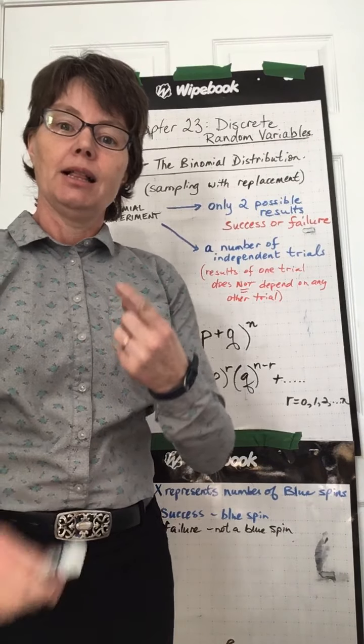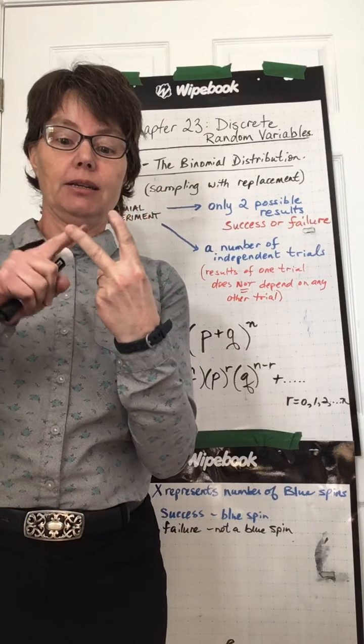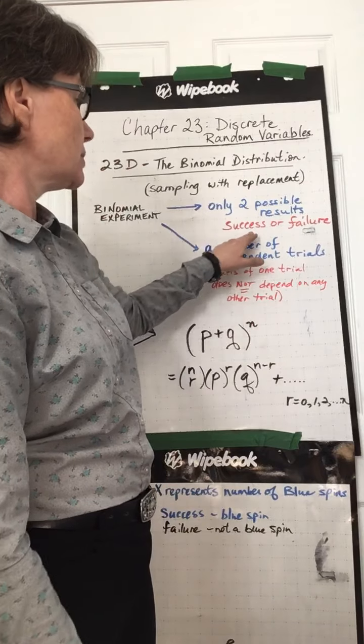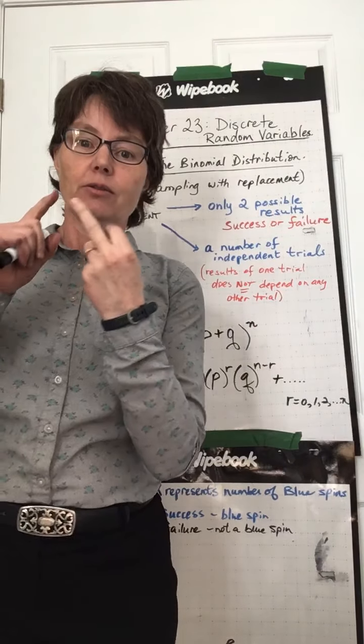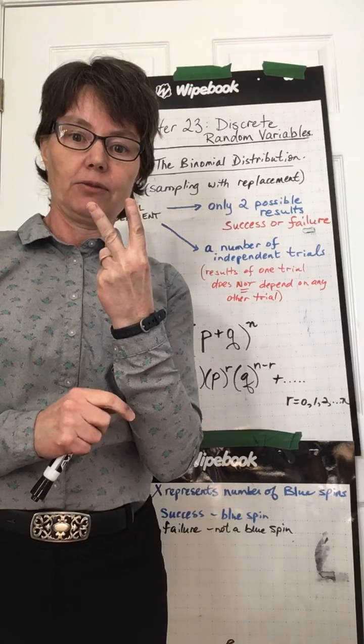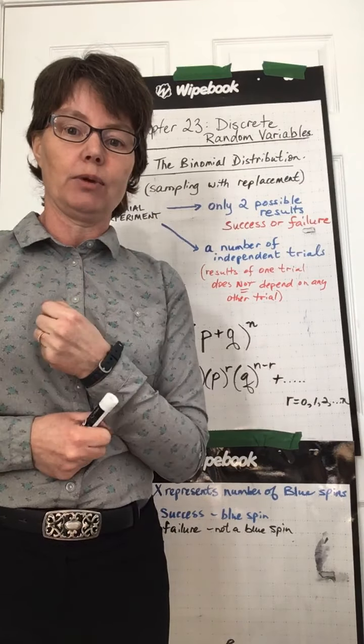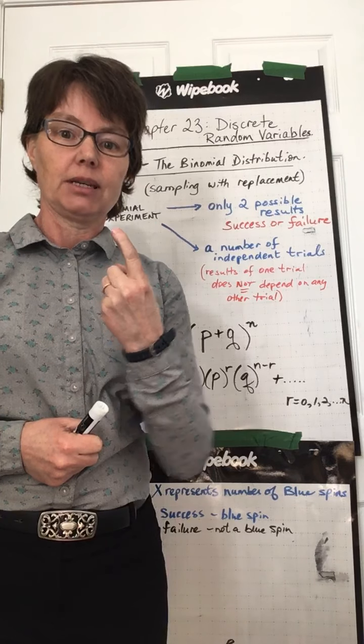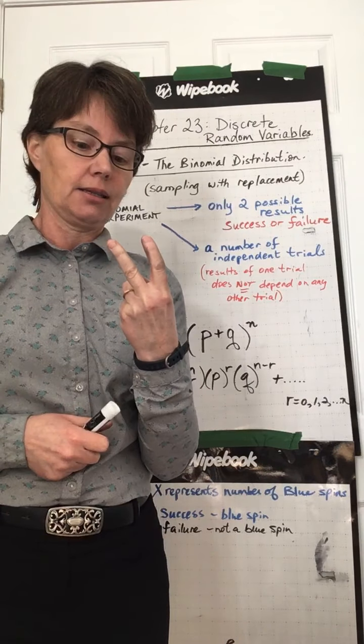The first thing is there has to be only two things happening. Either we have success or failure. So either we're finding this thing we're looking for or we're not getting the thing we're looking for. Has to be able to be looked at that way. Probability of success and the probability of not getting success.